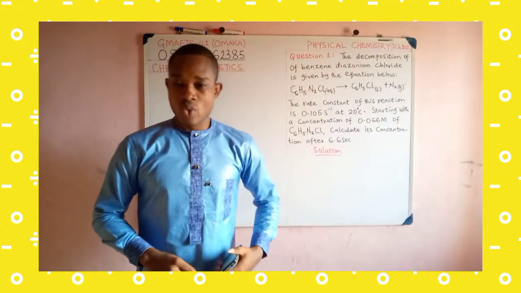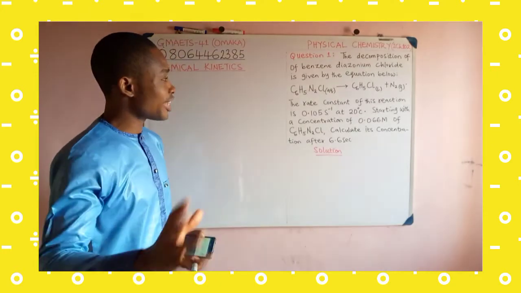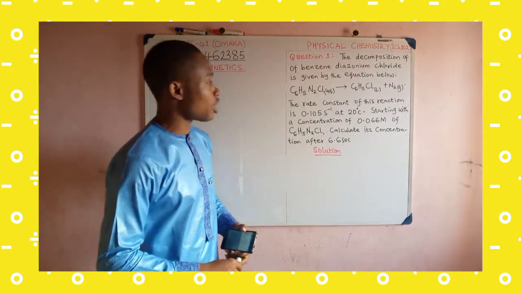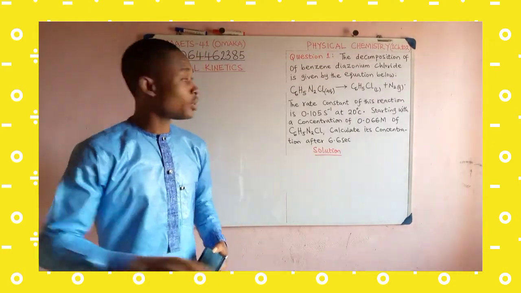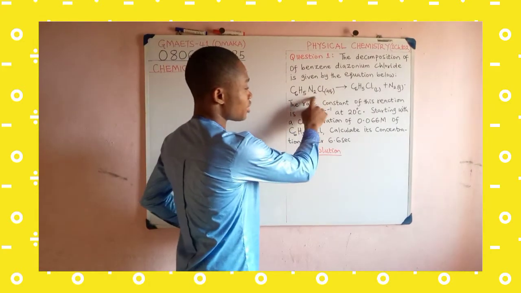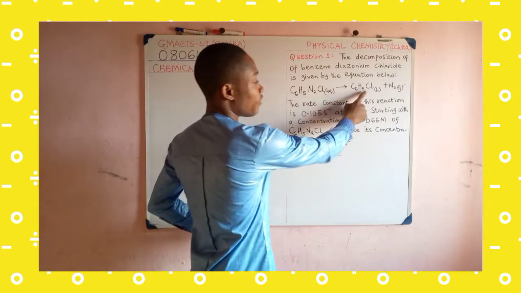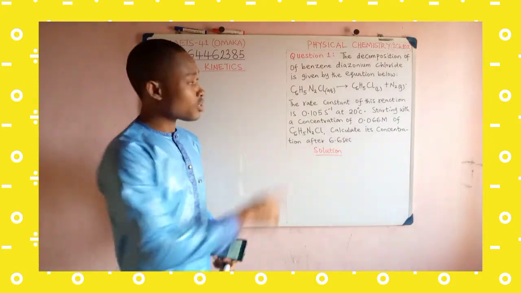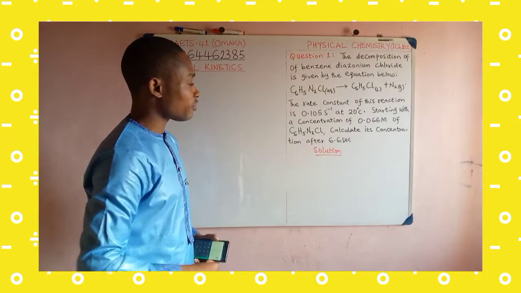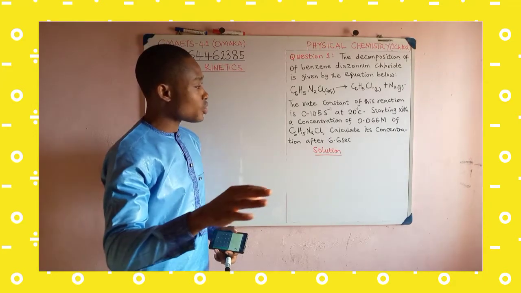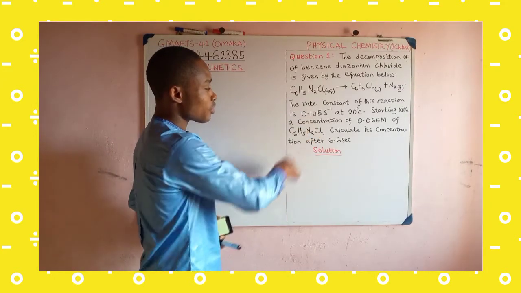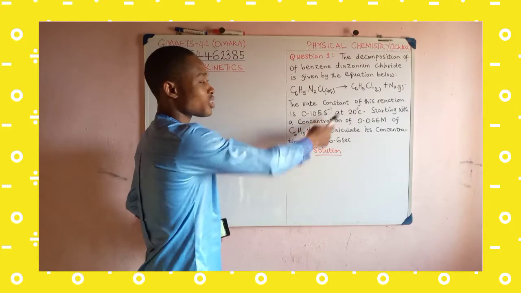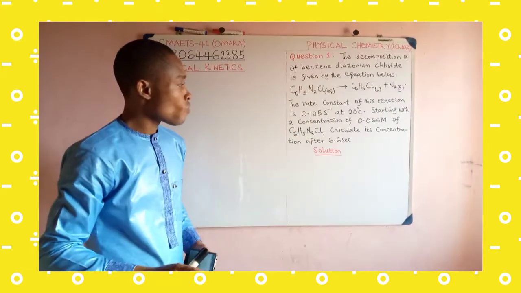We have this question to walk through. The decomposition of benzene diazonium chloride is given by the equation. So we have this equation here, this is benzene diazonium chloride, so it's giving us phenyl chloride plus nitrogen gas is given off. Now the rate constant of this reaction is 0.105 per second at 20 degrees centigrade.